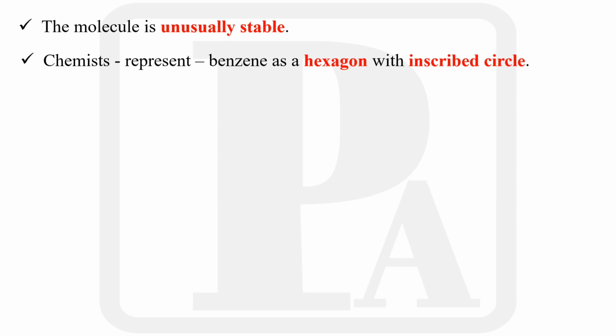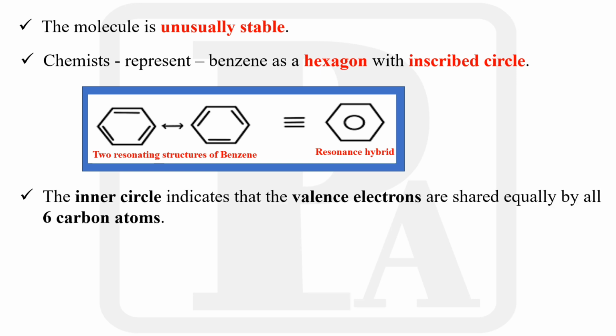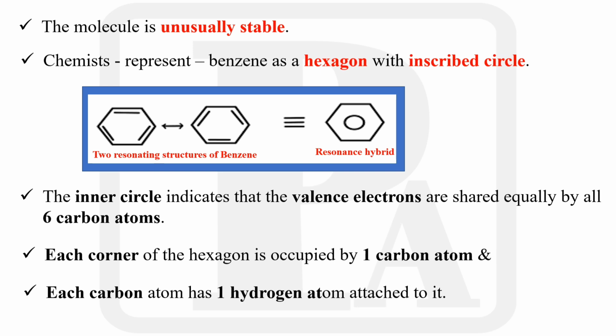This benzene molecule has unusual stability. That's why chemists represent benzene as a hexagon with one inscribed circle like this. Already we have seen the structures, and the first two structures are the resonating structures of benzene, and the next one is the resonance hybrid. The inscribed circle, that is the inner circle, represents that the valence electrons are shared equally by all the 6 carbon atoms. The electrons in the outermost orbit are the valence electrons. They are shared equally by all the 6 carbon atoms, and each corner has 1 carbon atom that is connected to 1 hydrogen atom.